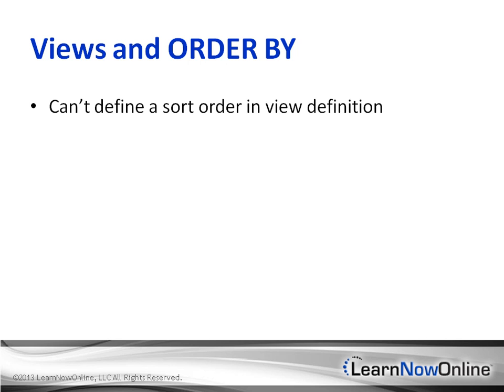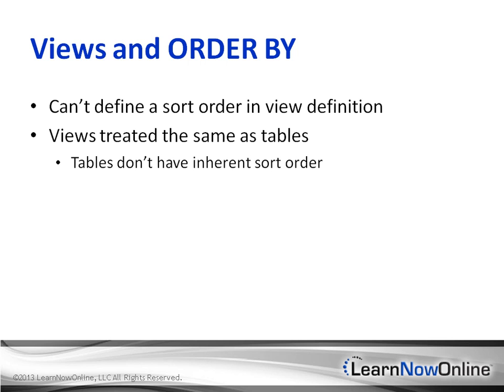If you're new to views, you may be puzzled to discover that you can't define a sort order as part of the view definition. That's such an inherent part of selecting and retrieving data from SQL Server. But this becomes less puzzling when you remember that views are treated the same as tables, the way you use them from within code. And tables themselves don't have any inherent sort order. You're not guaranteed to get the raw data back from a table in which you inserted it or any other kind of sort order, with some exceptions.